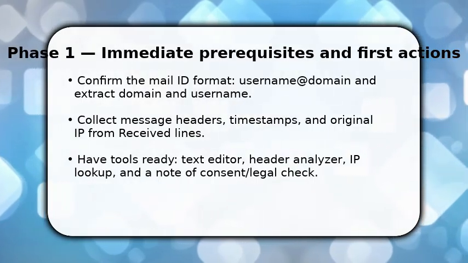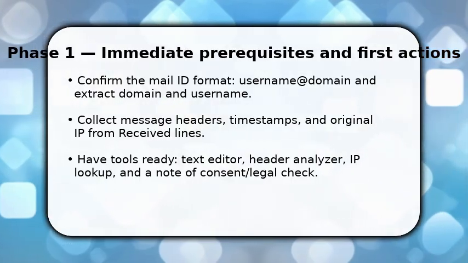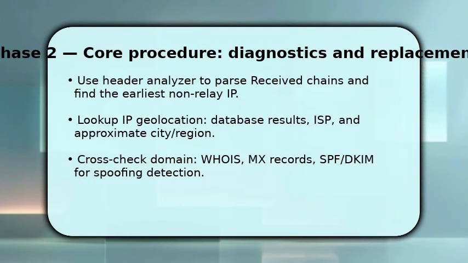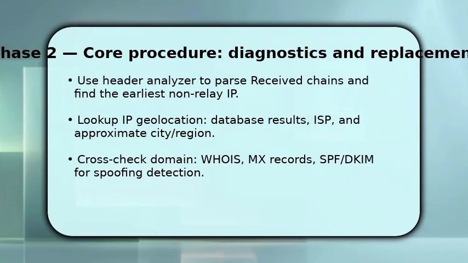Also, verify you have legal permission to trace the mail ID, because privacy rules can restrict how you proceed. Now analyze the headers to identify the earliest non-relay hop. That usually reveals the sender IP or last known client IP. Paste headers into a header parser to map the received sequence.